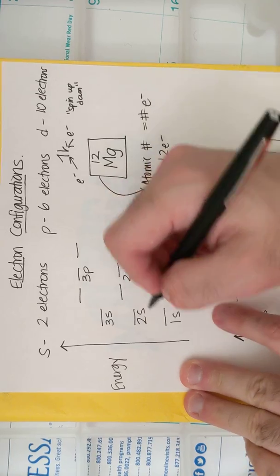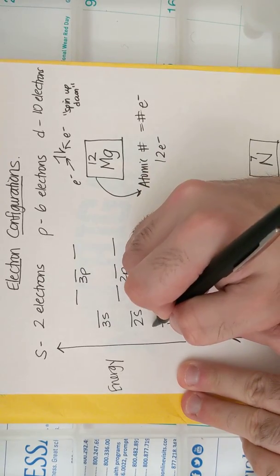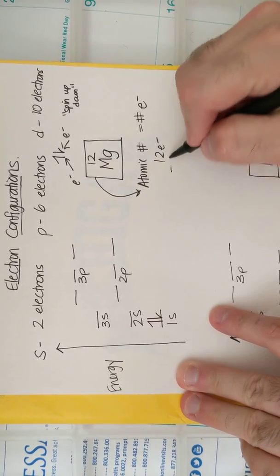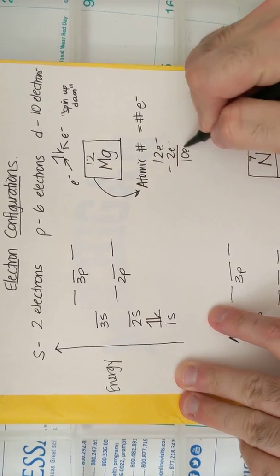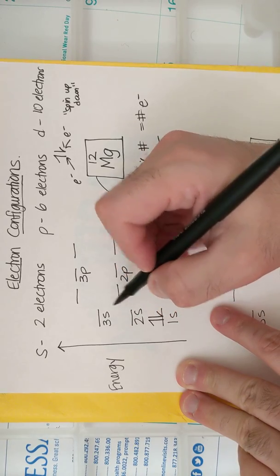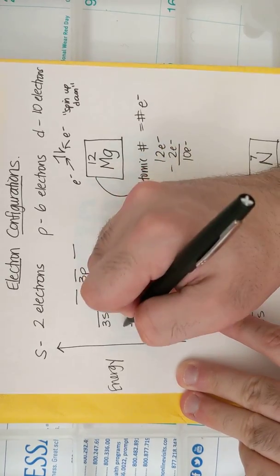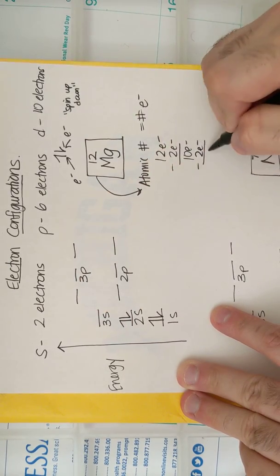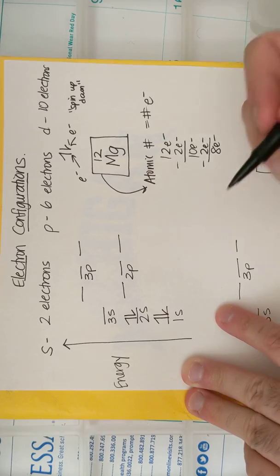I start with 1s. S can fit 2 electrons. I do 1 up, 1 down. So I use 2 electrons. I have 10 electrons left. Then I go to the next orbital and energy level. That's the second energy level. I go to 2s. 2s can have 2 electrons. I subtract another 2 electrons. I have 8 electrons left.